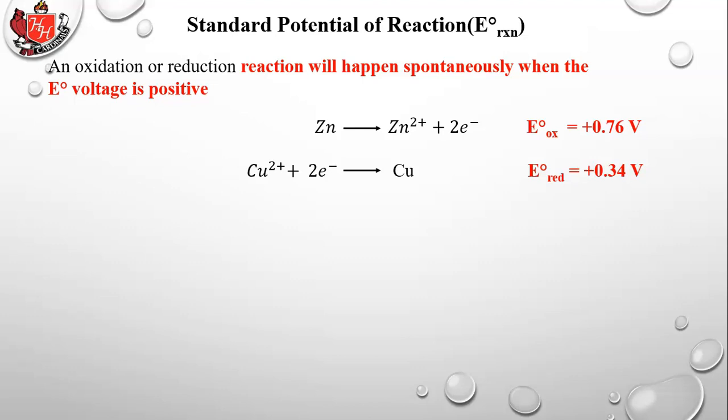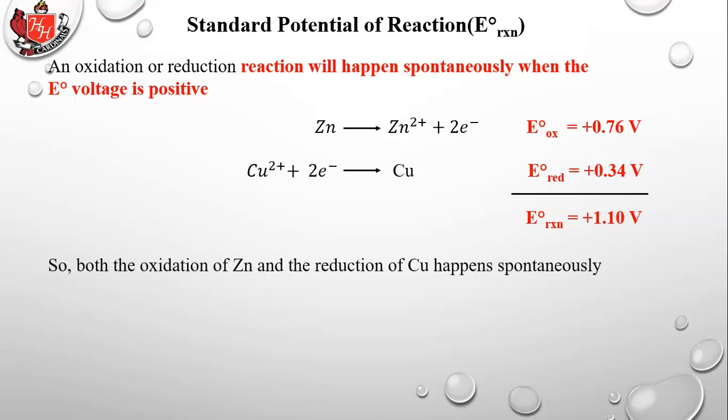So the 2 of them together, the way we had them in the battery in the previous lesson, copper pulling electrons from zinc, is going to be a total voltage, that is the standard potential of the reaction overall, of plus 1.10 volts. And that is a known number. It's an established number for copper and zinc. You will always produce 1.1 volts when you have copper and zinc together. So both the oxidation of zinc and the reduction of copper happen spontaneously.